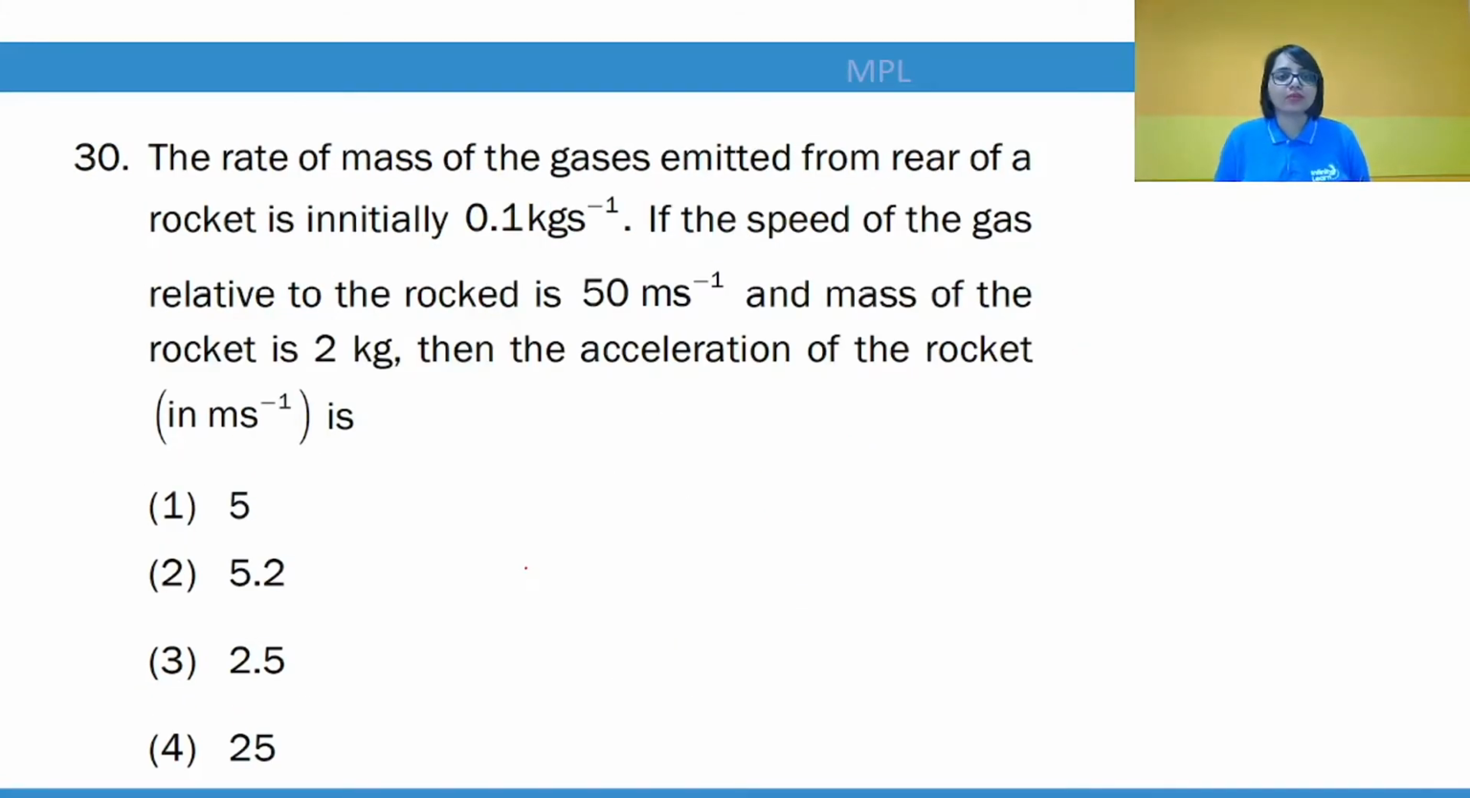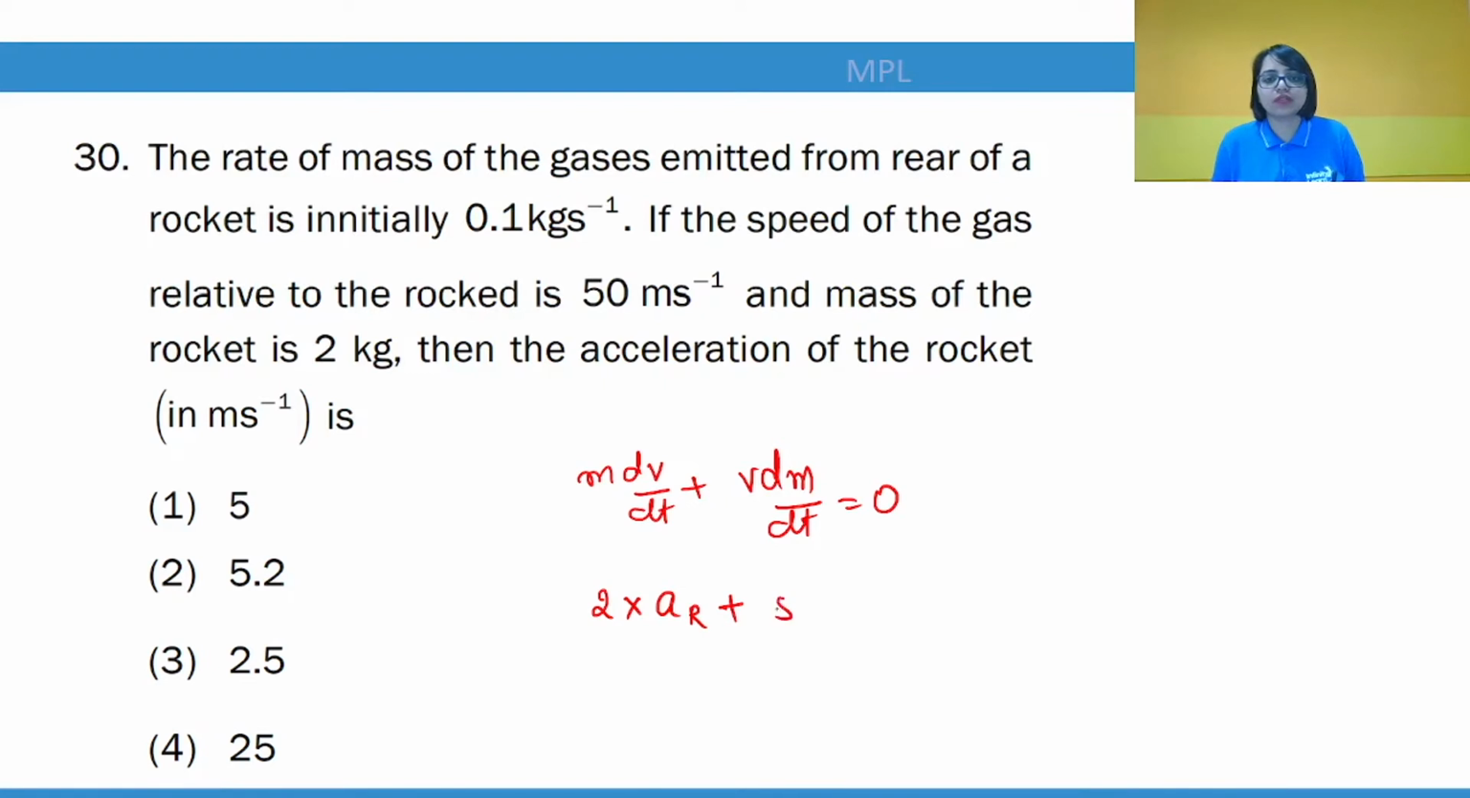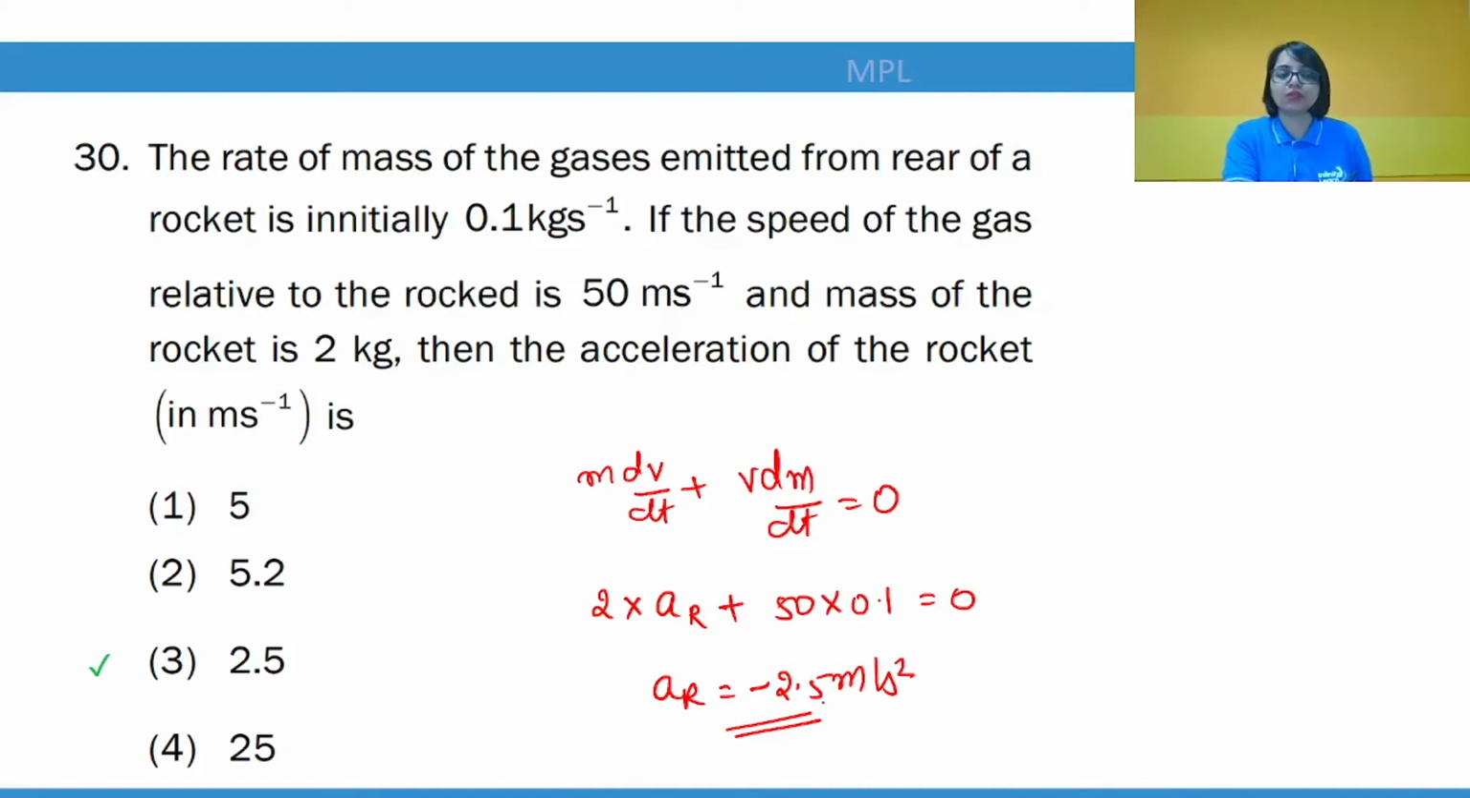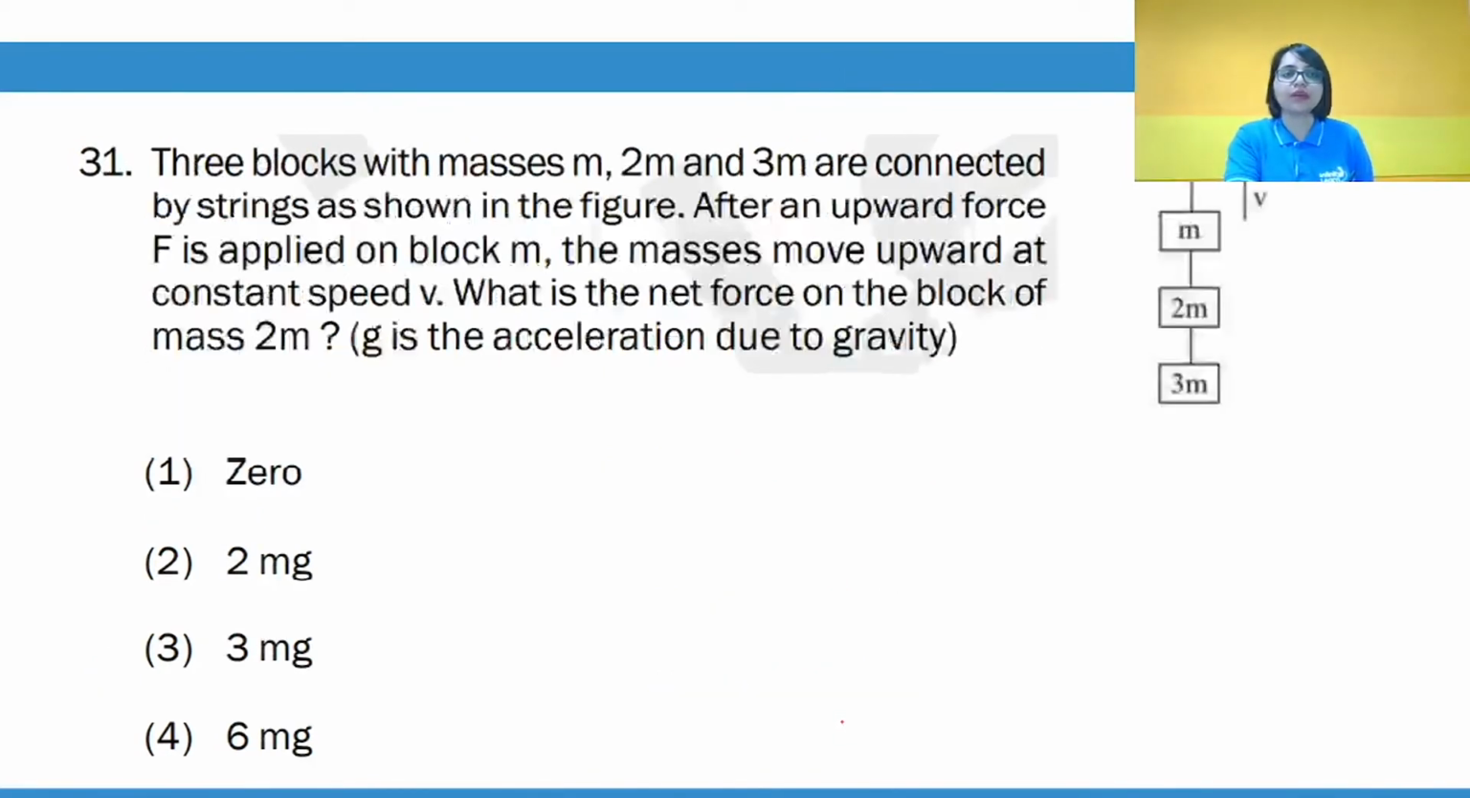Next question is question number 30. So net force on this system will be 0. So you can put the net force equal to 0. So in this case net force will be m dv by dt plus v dm by dt is equal to 0. M is 2, dv by dt will be the acceleration of the rocket, plus v is 50 into dm by dt is 0.1 is equal to 0. So a_R will be minus 2.5 meter per second square. The magnitude is option 3, which is 2.5 meter per second square.